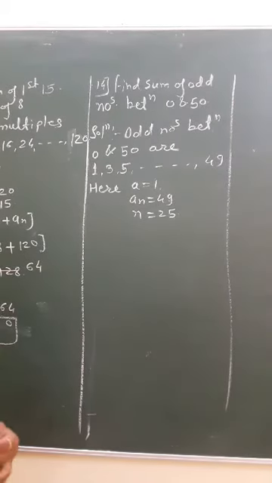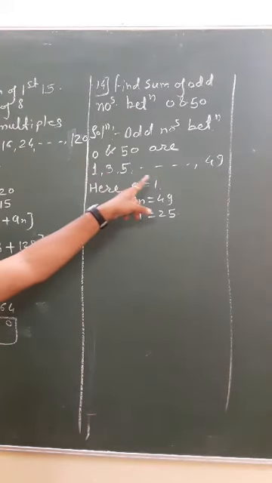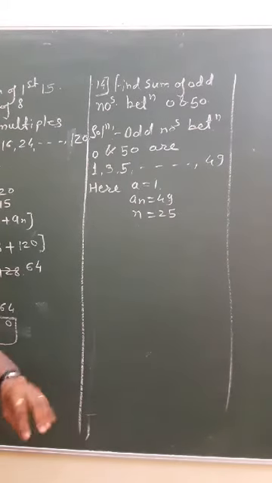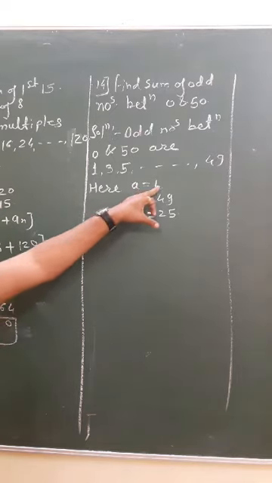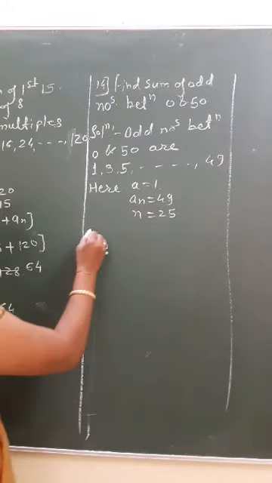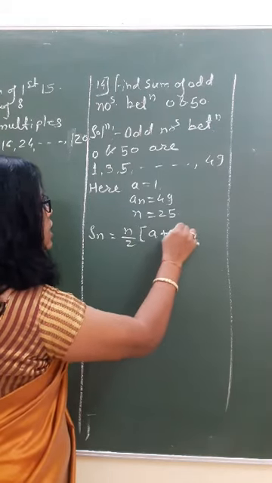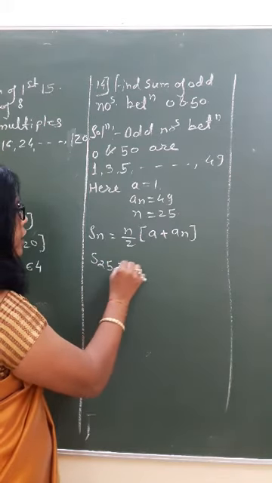Next, problem 14. Find the sum of odd numbers between 0 and 50. The odd numbers between 0 and 50 are 1, 3, 5, up to the last, 49. Everyone knows that from 0 to 50, 25 are even numbers and 25 are odd numbers. So here the first term is 1, the last term is 49, n is equal to 25, and we have to find the sum of these. Sn is equal to n by 2 in the bracket a plus an. So what is Sn? That is S25, which we have to find here.